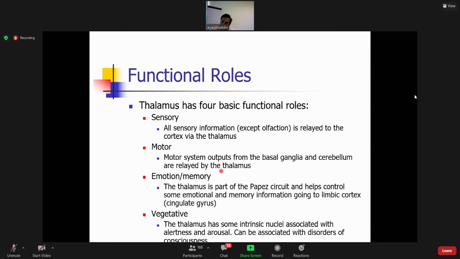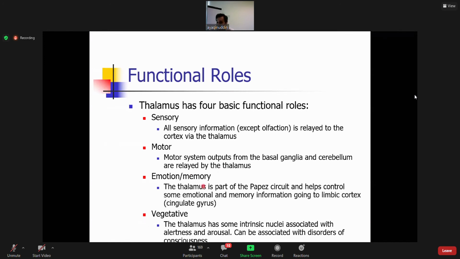The motor outputs from basal ganglia and cerebellum are also related to the thalamus, and then from thalamus to the motor cortex. Motor information, which is arising from basal ganglia and cerebellum, first goes to thalamus, and then from thalamus it is relayed to the motor cortex.